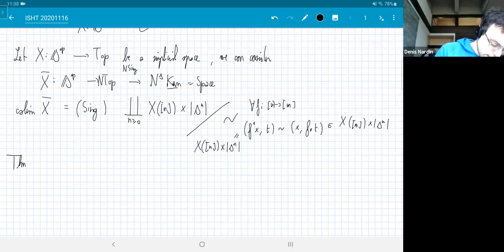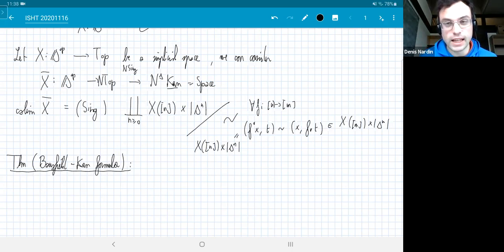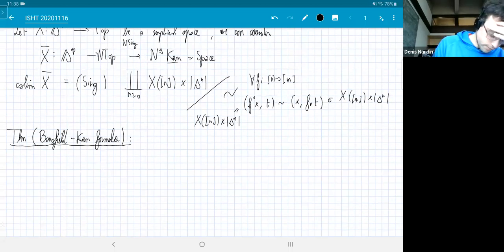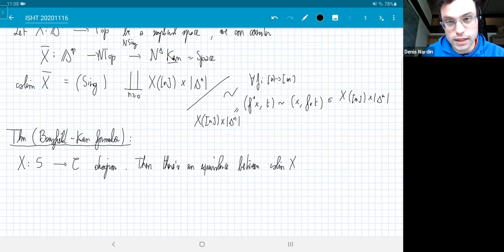So let me say theorem. The Bousfield-Kan formula, which was actually Bousfield-Kan's original definition of homotopy colimit in their yellow book. Although you probably wouldn't recognize the formula I'm about to write down from the formula they wrote, but it is the same. So let X, S to C, a diagram. Then there's an equivalence between the colimit of X, and there is also a similar one for the limit, actually.